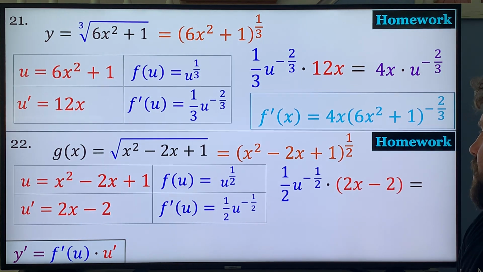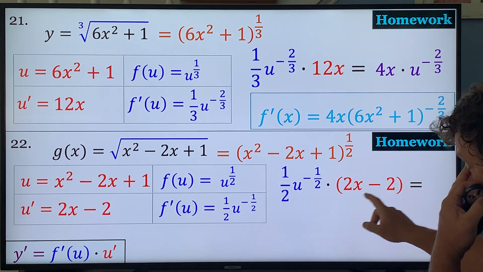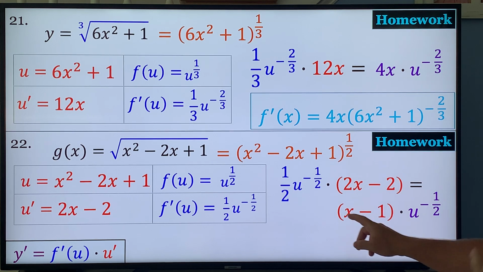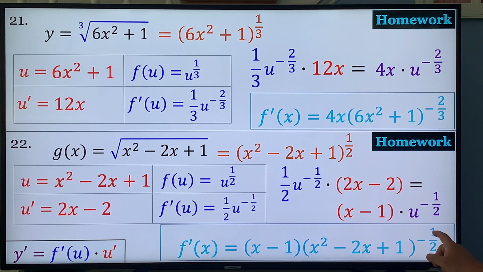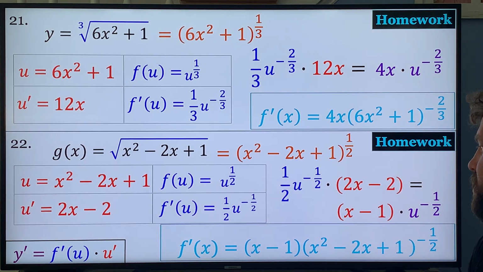Multiply the two by each other. Now, when you do the 1/2, you're going to have to distribute it to the 2x and to the negative 2. So this becomes x minus 1 times u to the negative 1/2. x minus 1 times (x squared minus 2x plus 1), all to the negative 1/2. Or x minus 1 over the square root of x squared minus 2x plus 1. All right.